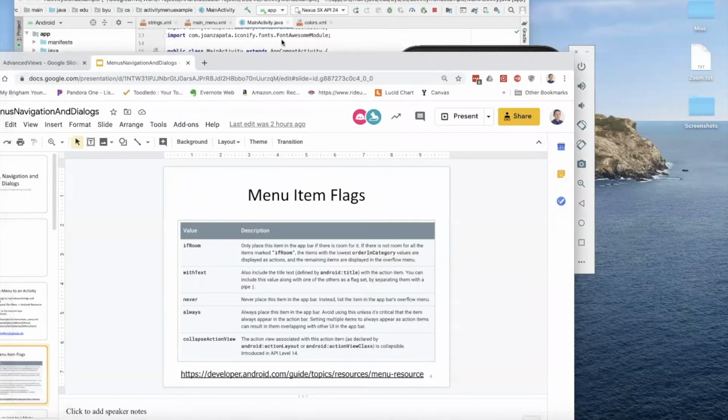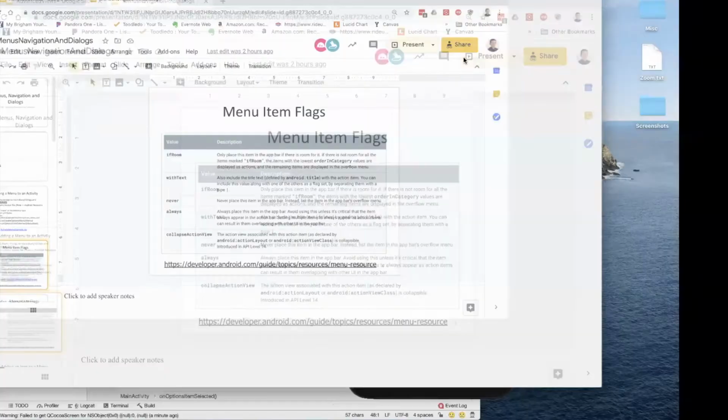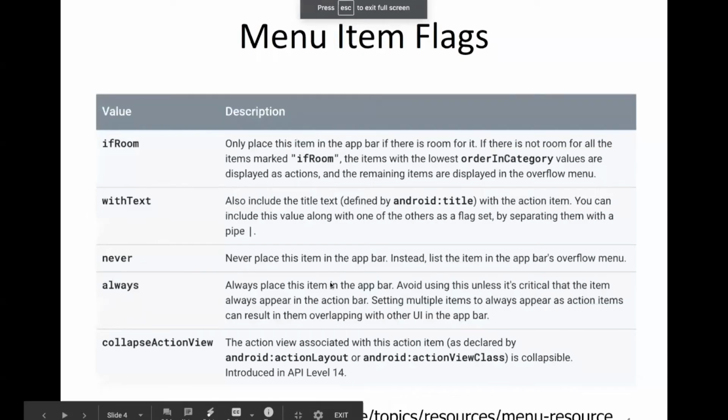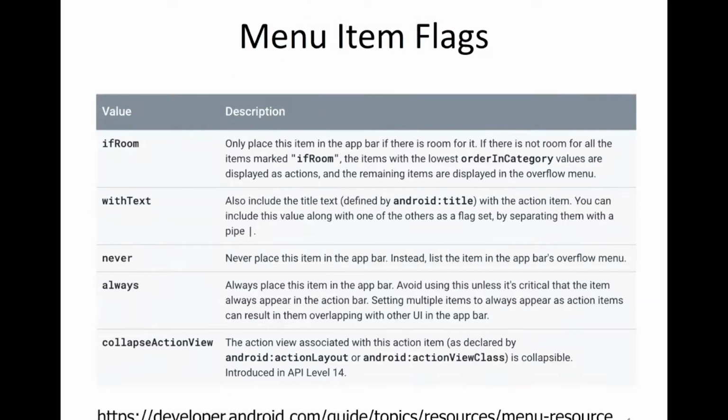All right, so let's go learn a little bit more about menus. I just have this slide in here with the flags. I used these two flags to get my menus to work the way I wanted them to: ifRoom and withText. Those are probably the most common flags to use, but you have a couple of other flags as well. If you want to learn more about them, here's a link to some details about them.